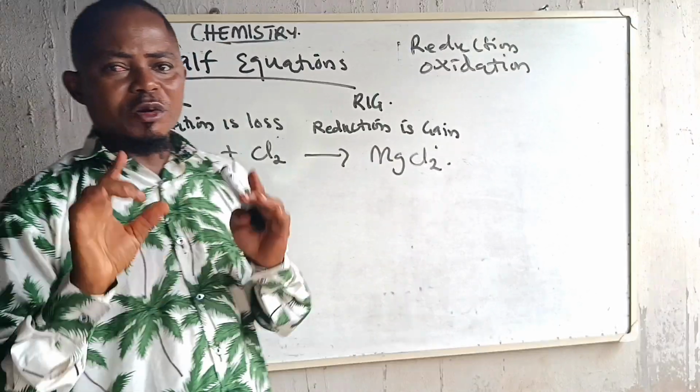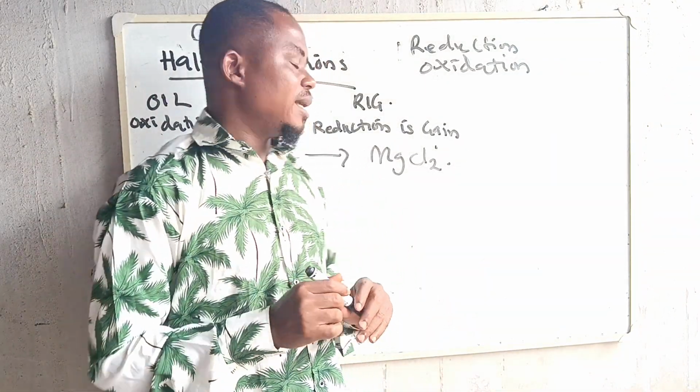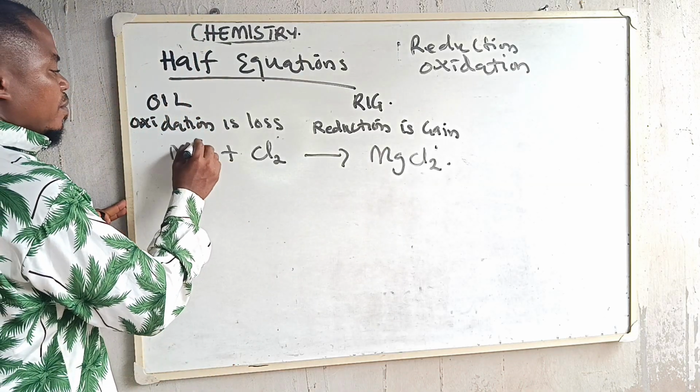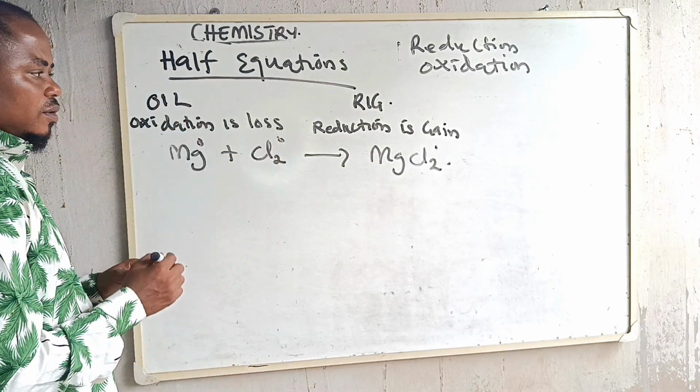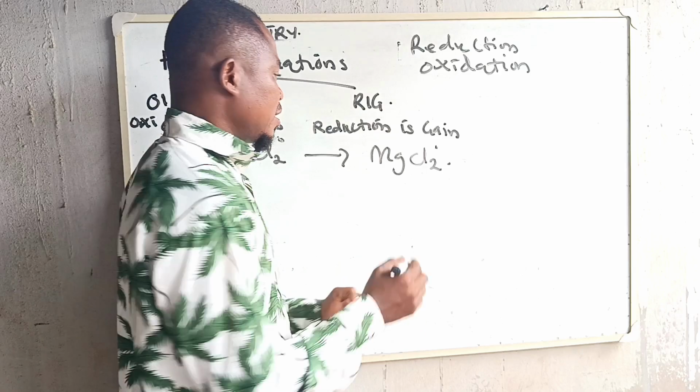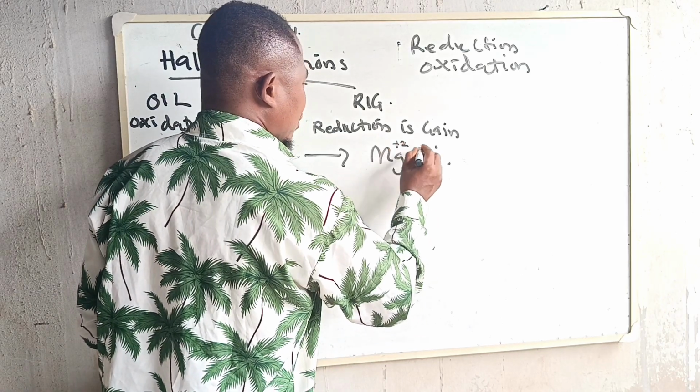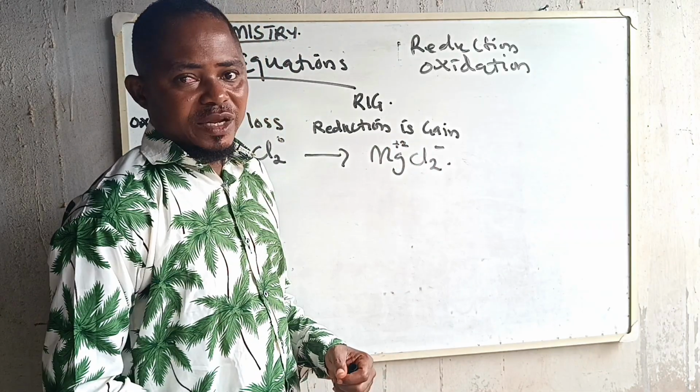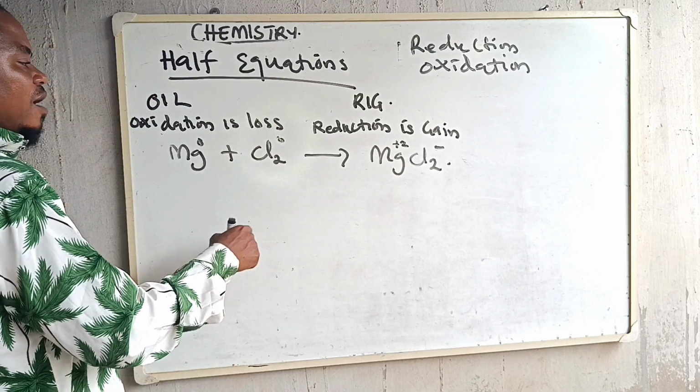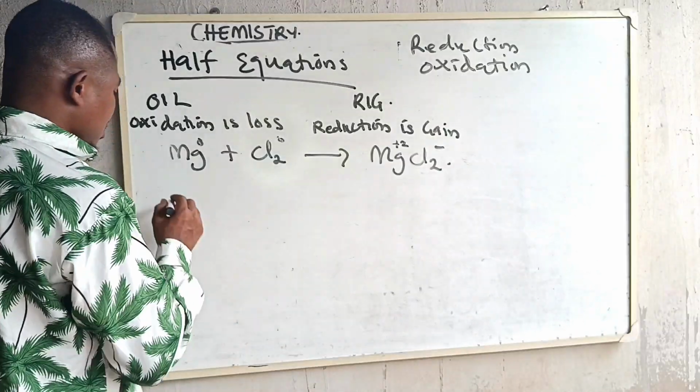First of all, you have to remember how to calculate the oxidation number. In the elemental state, the oxidation number here is 0, here is 0. If you know how to write formulas from valency, you know that the oxidation number of magnesium here is +2, while that for chlorine is -1. Now, from here, we can write the half equation.